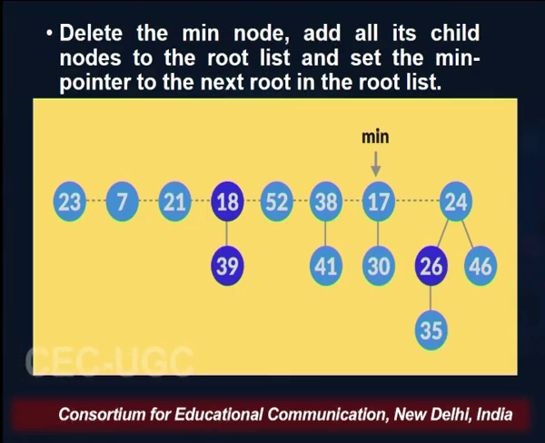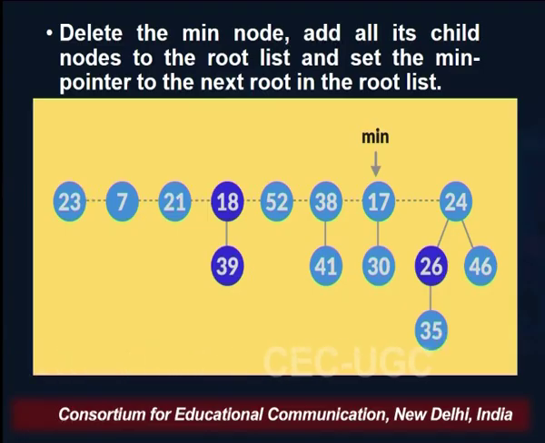If we delete the min node, we add all its children to the root list and set the min pointer to the next root in the root list. So we have deleted 3, we have taken its 3 children, the trees rooted at 18, 52 and 38, and added them to the root list. After that, we set the minimum pointer to the next root in the root list. Now it is pointing towards 17, although that is not the actual min. We will find the actual min after this consolidation step.